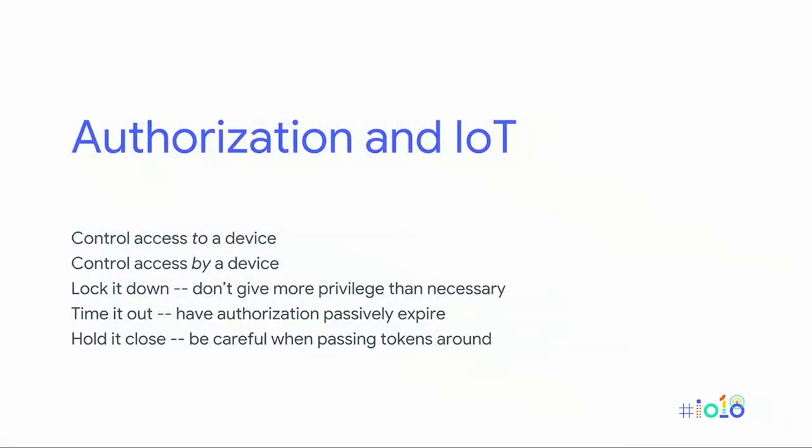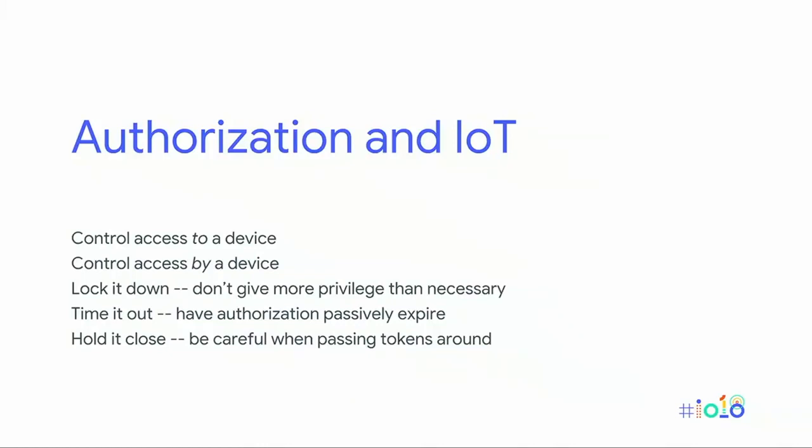So let's think about authorization in the context of IoT or of an IoT device. We talked about that authentication needs to go both ways. Authorization needs to go both ways as well, or at least we need to think about it in both directions. We need to think about who has access to a device, who can send commands to the device, who can read data from the device, and so forth. We also need to think about what does a device have access to? What rights does it have when it connects to a web service, for example?